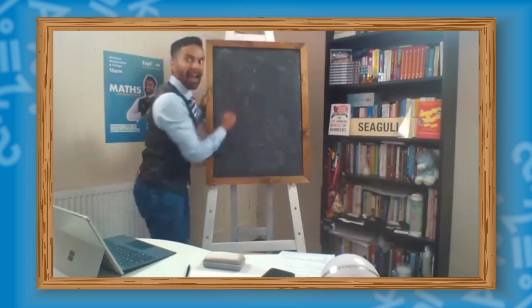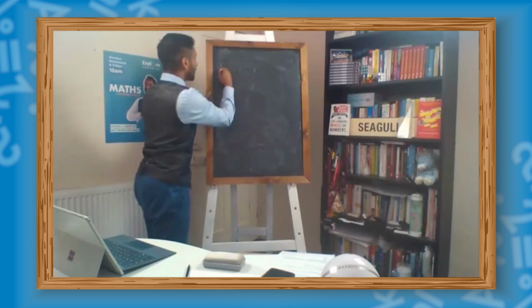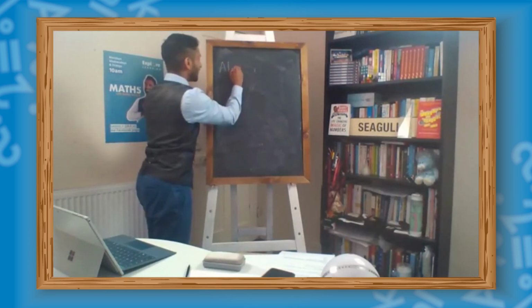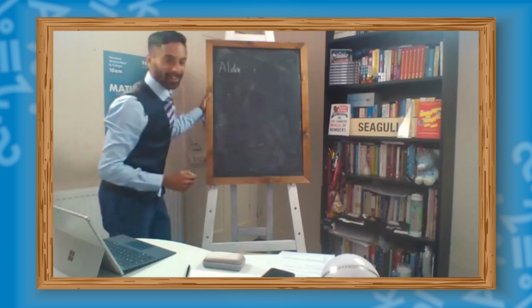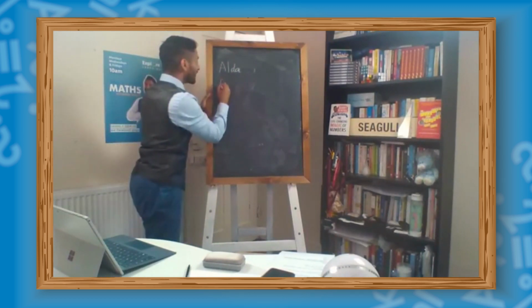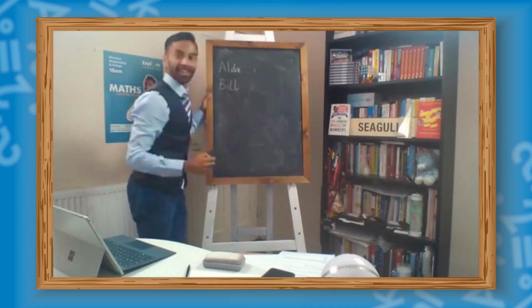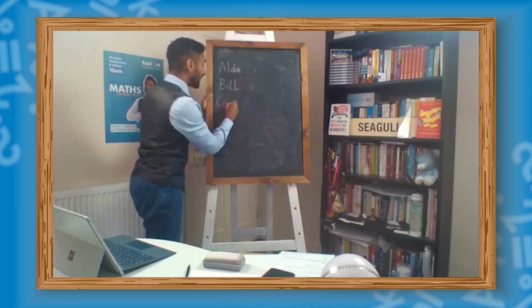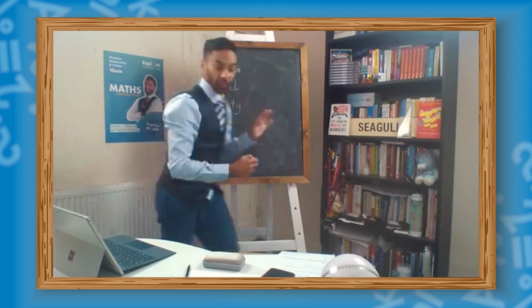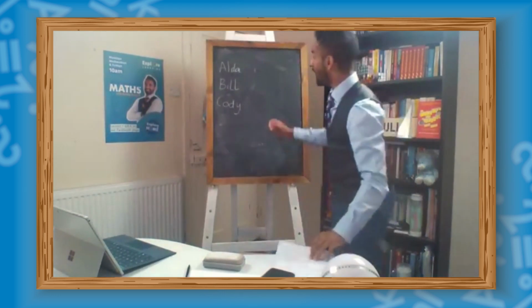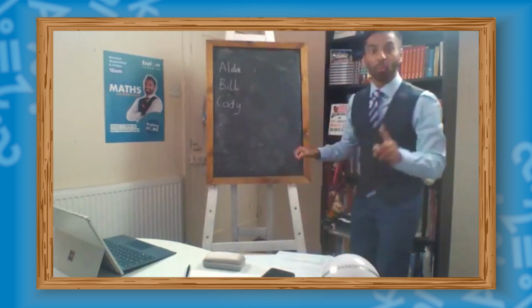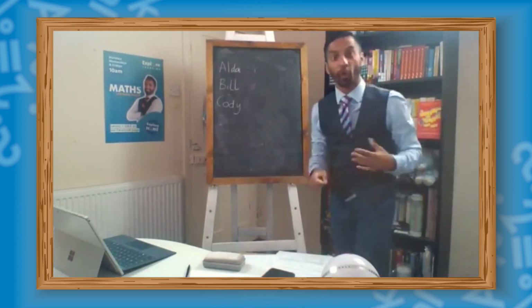Imagine we've got a town called Alda. Then we've got another town called Bill. And then a town called Cody. So these are towns in America from an original bus timetable. And now, it will tell you when the buses move. So copy this for me, yeah?